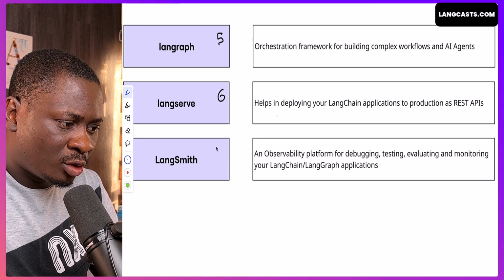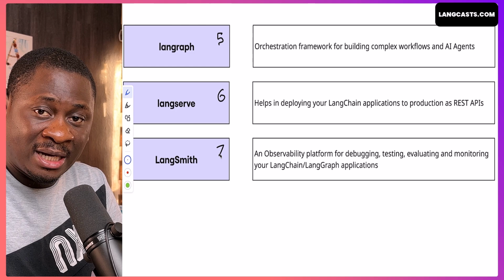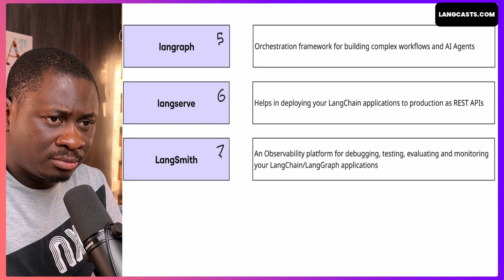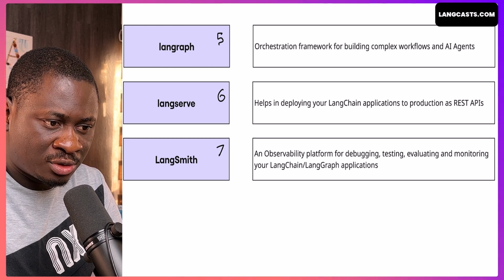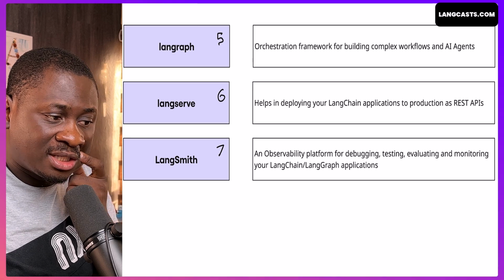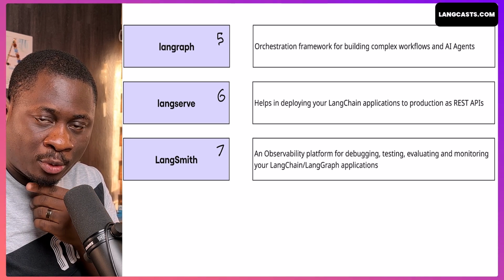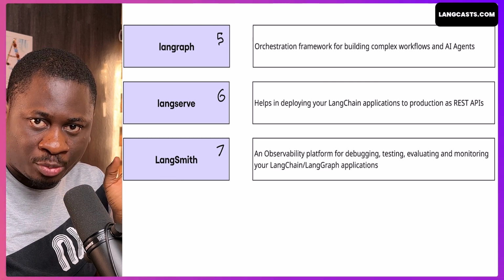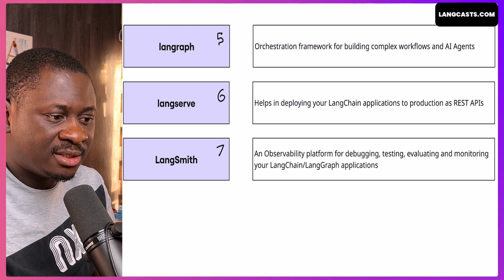Now, finally, we have LangSmith. By the way, if you want to deploy AI agents and more complex workflows, you want to use the LangGraph platform. There's a LangGraph platform, probably should have added it here, that you can use to deploy AI agents to production. So you want to check that out when you have more complex workflows or you have AI agents.